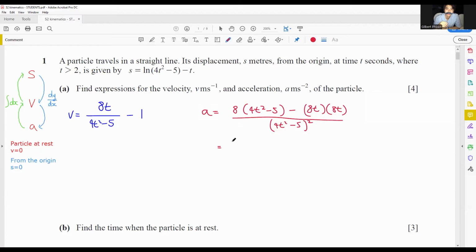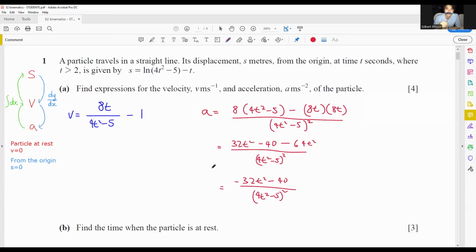You get (32t² − 40 − 64t²) over (4t² − 5)², and finally you should have gotten negative (32t² + 40) over (4t² − 5)².